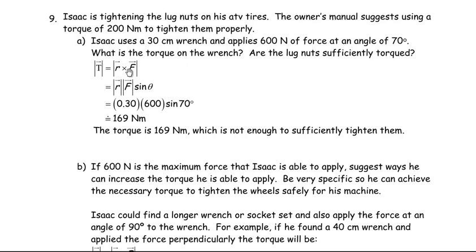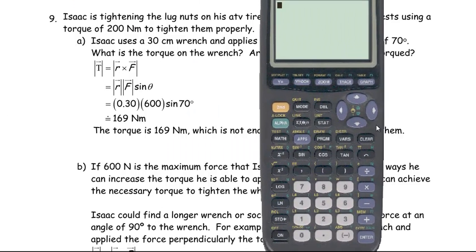So this is the magnitude of torque. So the magnitude of r, that's the length of the wrench. So if we want it in Newton meters, I'll change my 30 centimeters into meters. So that'd be 0.30 meters. The magnitude of the force is 600 and the angle is 70. So we would take our calculator here. 0.3 times 600 times the sine of 70 degrees. So 169.1, so about 169 Newton meters.